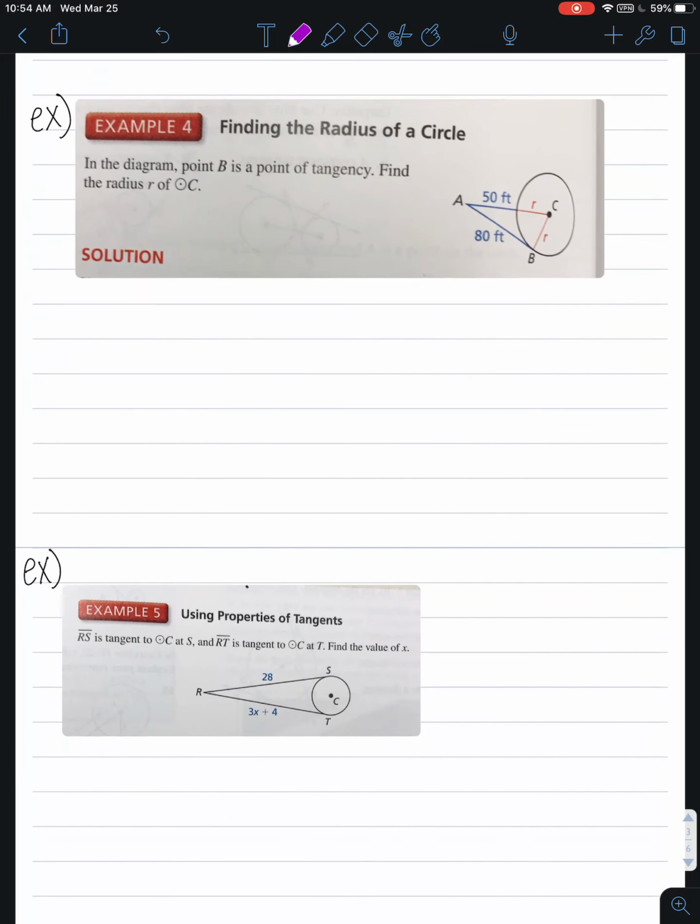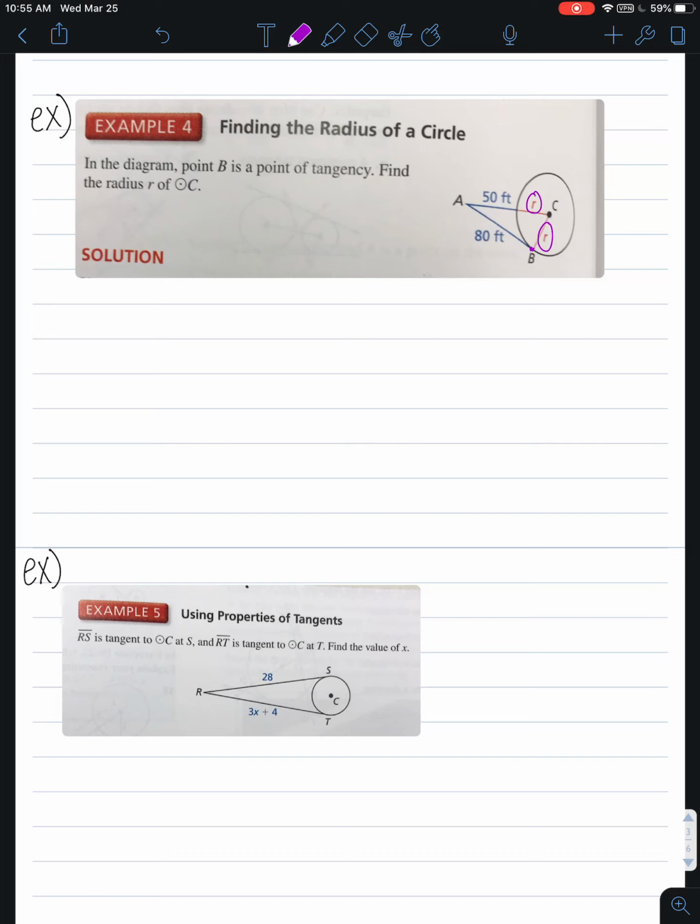Okay, now here in example 4, it wants us to find the radius of a circle. So this point B right here is a point of tangency. So it's saying that AB is a tangent segment right there. And it wants us to find the radius. So we've got to find this R right here.